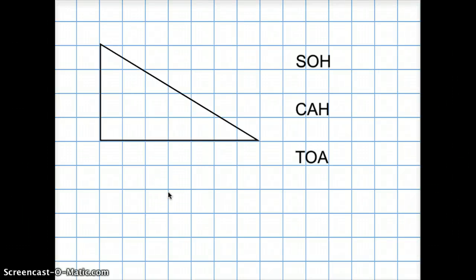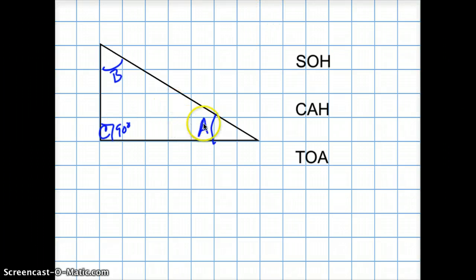Let's do a few vector problems and get adjusted to how we do this. Here's my basic triangle. So once again, I want to label this. This is my angle A. This is angle B. And of course, this is my right triangle. So this is my angle C, which is 90 degrees always.